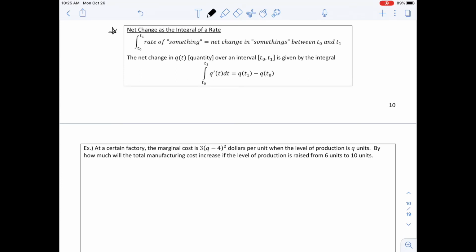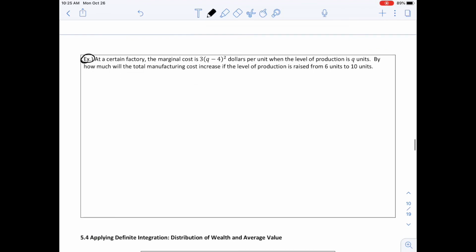And so we have another example on the next page that we are going to circle, and we will work together on this one in class.